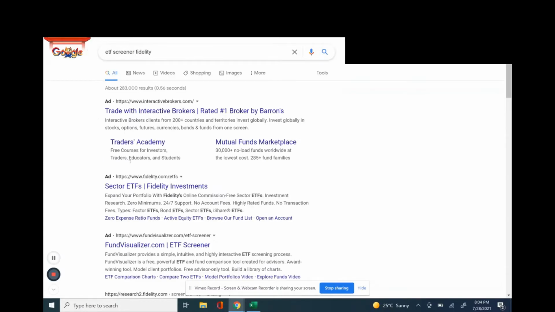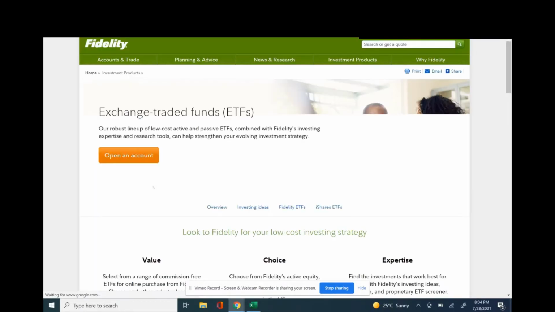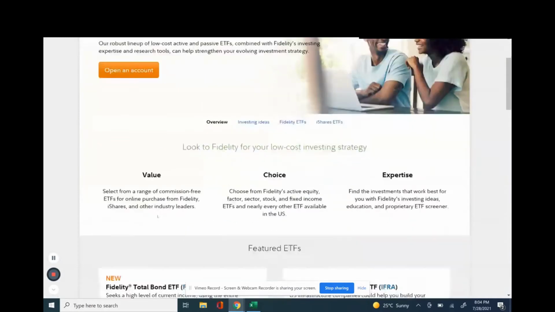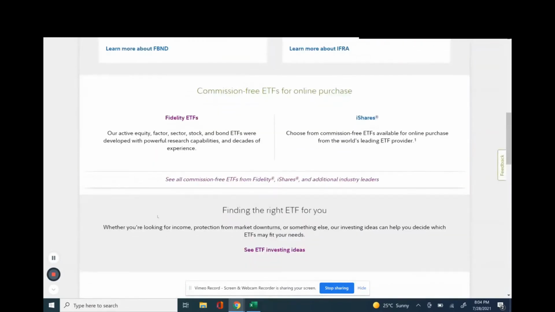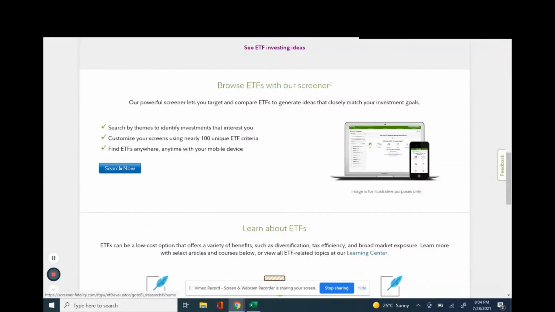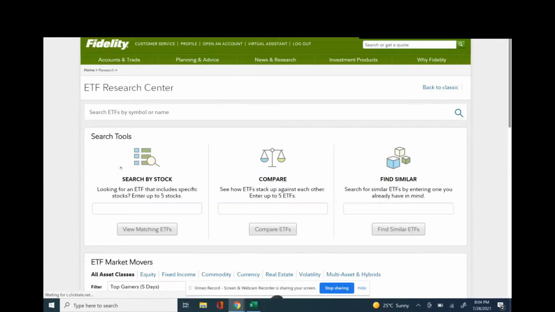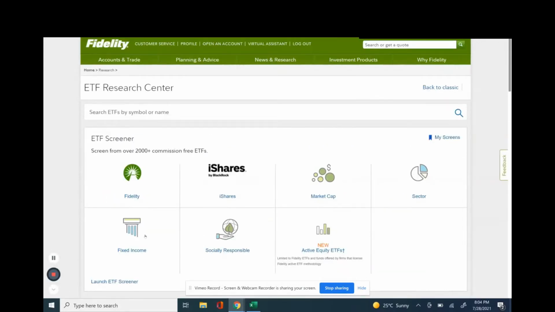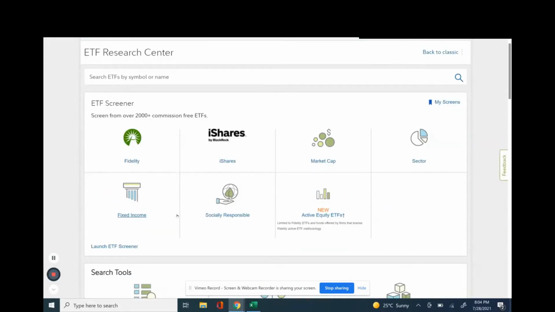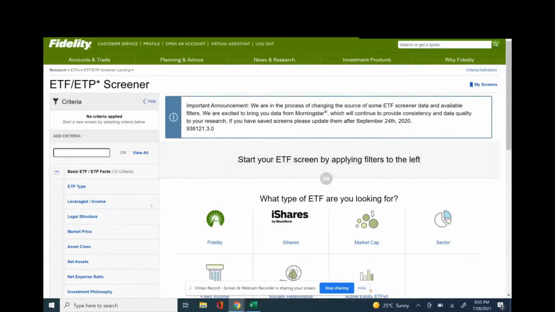First things first, let's log in to your Fidelity account. Since this is the ETF Screener by Fidelity, you would need a Fidelity account, and hence I'm going to log in. Now once you click on search, you have to typically go down and look at the ETF Screener. Click on this particular space, which is your Launch ETF Screener. What it typically does is it takes you to a new page where you've got all these cool filters that you can play around with.